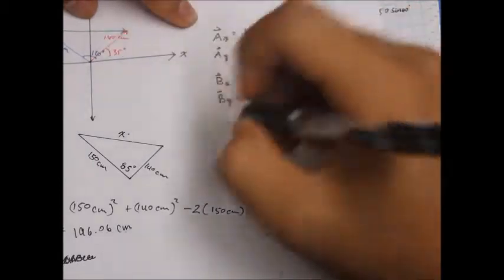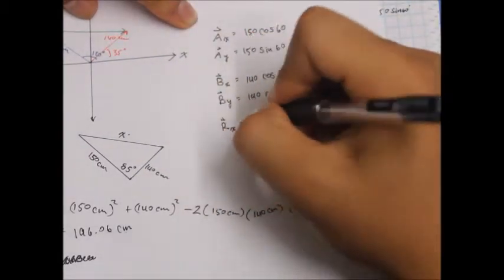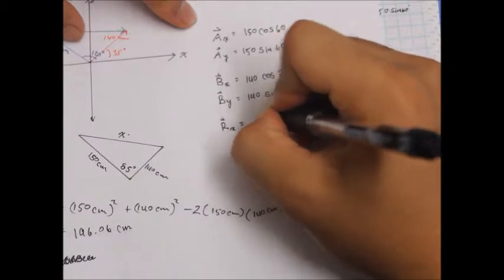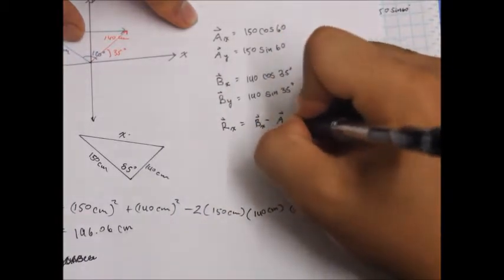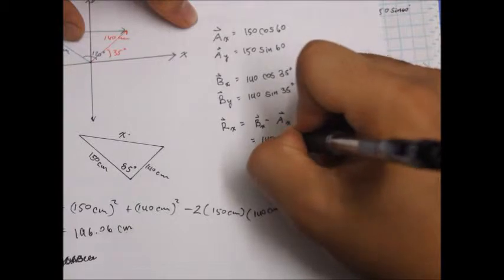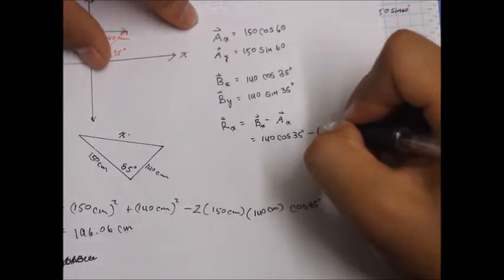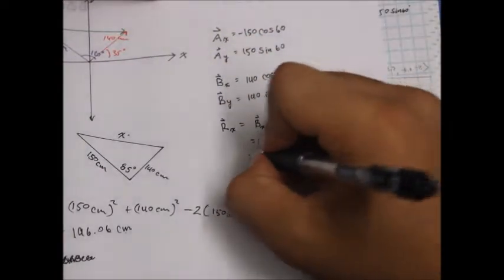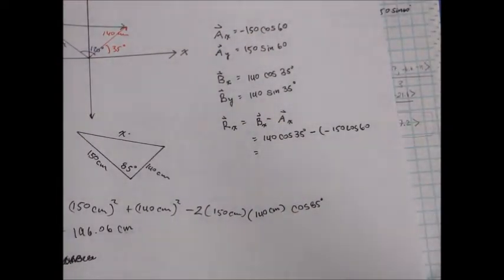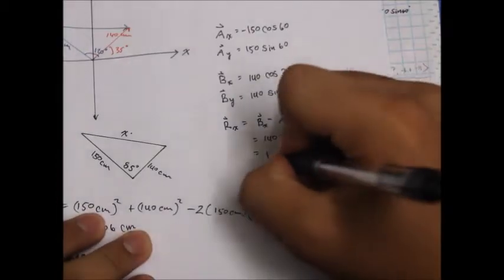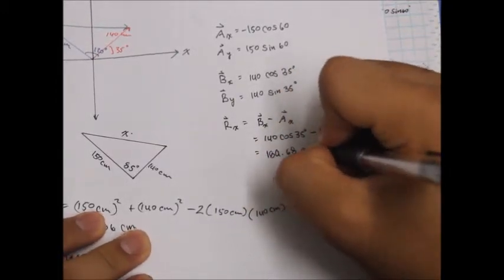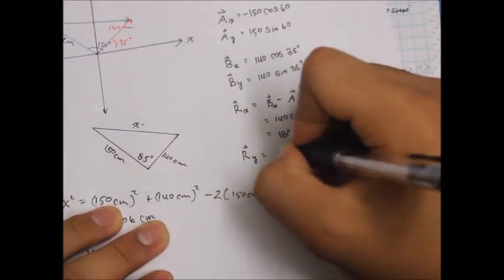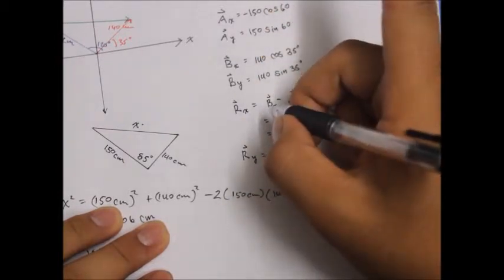Now to find the unknown vector, let's call that vector r in the x direction. That would be vector r in the x direction equals the final minus initial, so vector b minus vector a, both in the x direction, 140 cosine 35 minus 150 cosine 60. Now since like I said, the x is a negative, so we put in that negative. I also forgot to end the parentheses right there. But once we put that in the calculator, we get 189.68 centimeters.